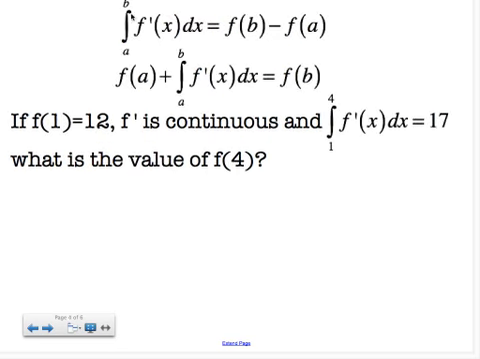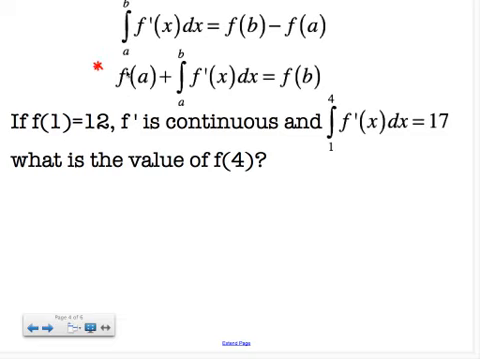If you just take the statement that we just had, which is the integral from a to b of f prime of x dx equals f of b minus f of a, and we put f of a on the other side, in other words, we add f of a to both sides, we get this little expression right here, which is going to be very important as we move forward.